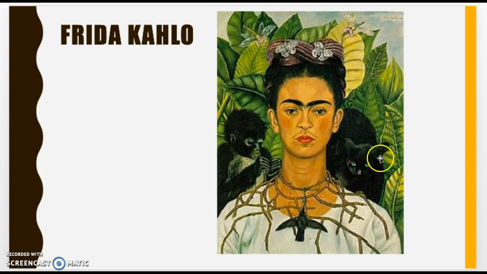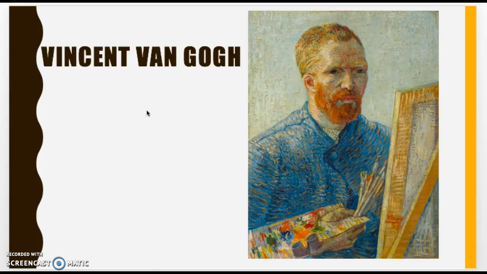Frida has used animals, nature. She's outside. She's using these symbols or images in her picture to tell us a little bit about where she is. She probably likes animals. She doesn't really look afraid of them. She has a bird necklace. Those tell us a little bit about her. They're communicating without words.